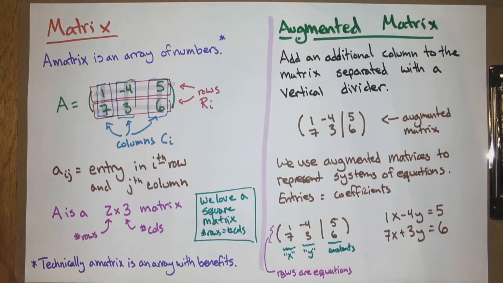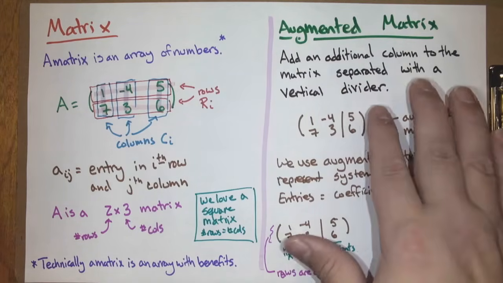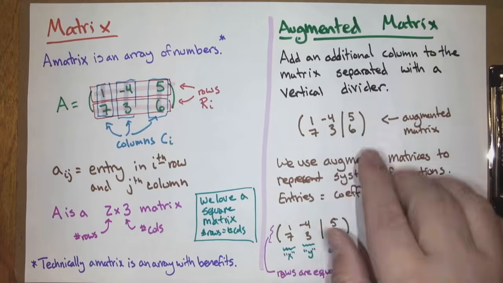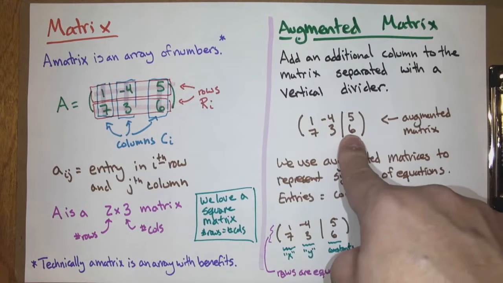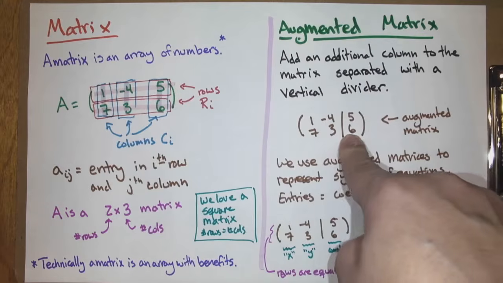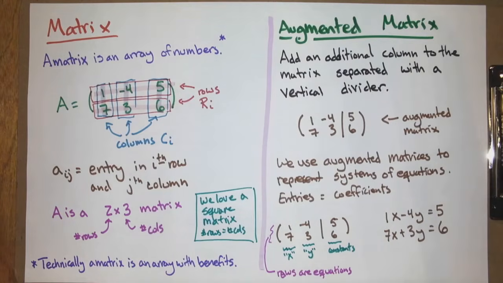Next, we're going to look at what we call an augmented matrix. Essentially, we're just going to take a matrix, add an additional column on the end, and separate it with this divider. So it's like we started with the matrix, and then we added on. That's the augmented part. We've added something on. Now, why are we going to use augmented matrices? Well, we're going to use them to store our system of equations.